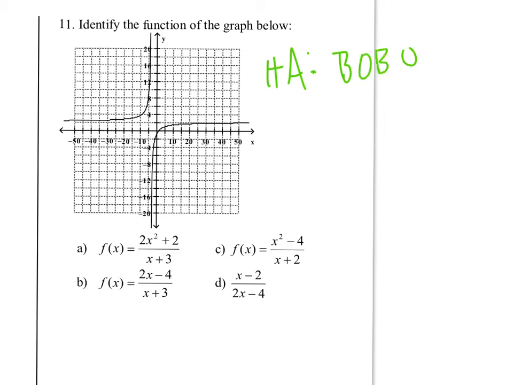BOBO, which means if your exponent is bigger on bottom, so for example if I had x over x cubed, it means you would have a horizontal asymptote at y equals 0, so that's what that 0 is. We have the BOTN. So if our exponent's bigger on top, so for example if we had x to the 4th over x to the 1, then there would be no horizontal asymptote. So bigger on bottom is 0, bigger on top means none.